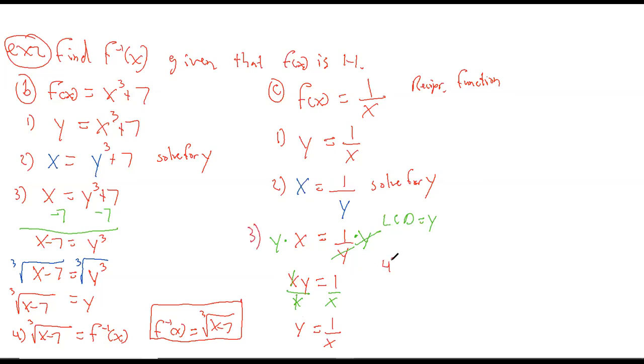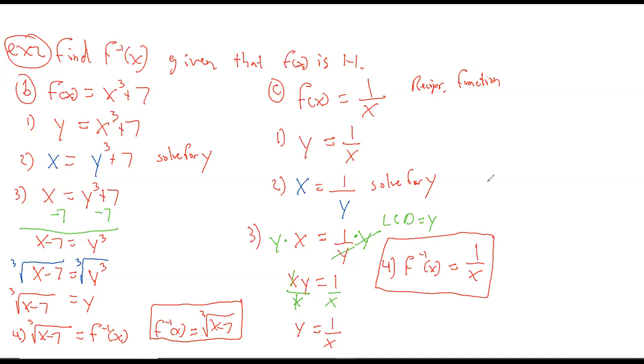And then step 4, we're supposed to change the notation. So instead of writing y, we write f inverse of x. So f inverse of x is equal to 1 over x. And that is the answer.